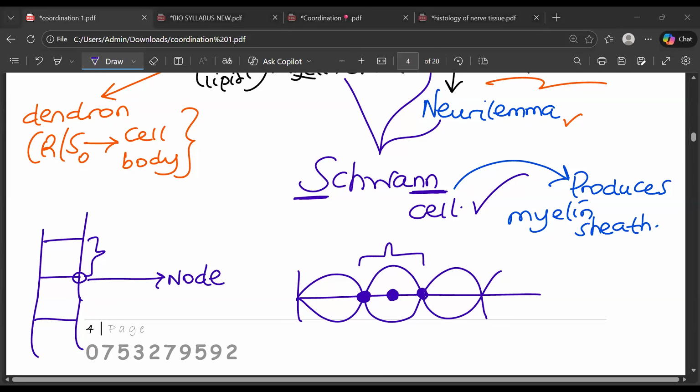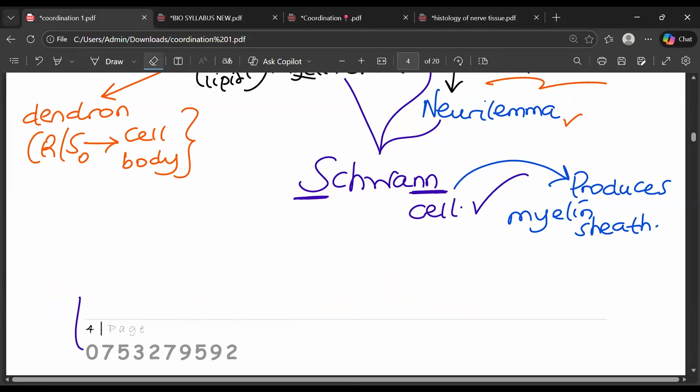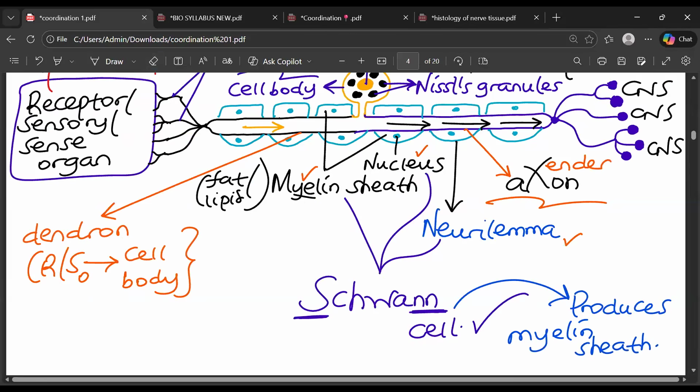So even here we are going to have the same thing. We're also going to have that node, that region. Though there is a person who identified it, and that person decided to name it in respect to their name. And that person was called Ranvier. About pronunciation, you can use YouTube or Google if you want, even Google can help you pronounce.